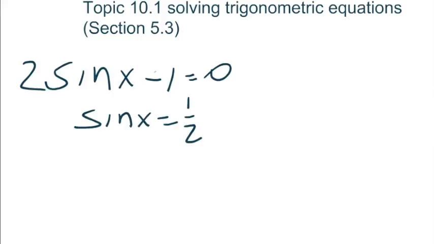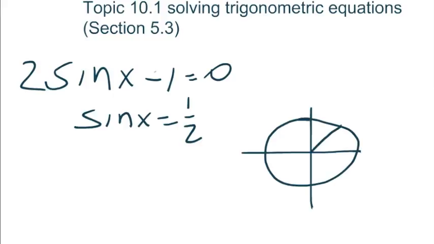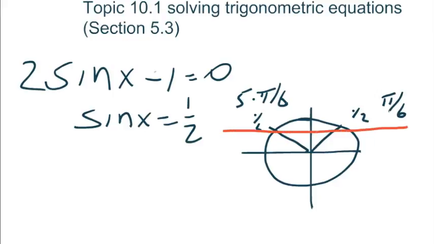Now, if we just think about our unit circle for a moment, there's two places where sine is 1/2. One of those is pi over 6, and one of those is 5 pi over 6. Those are the only two places on the unit circle where sine is equal to 1/2. If you think about it as drawing a line at y equals 1/2, because the y coordinate is equal to the sine, then that's those 2 points right there.